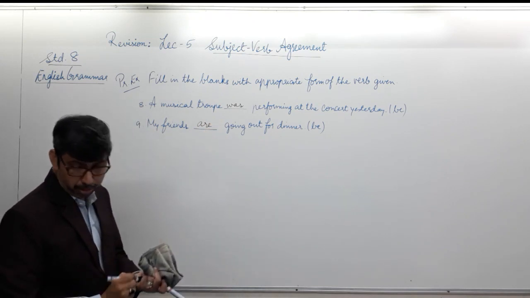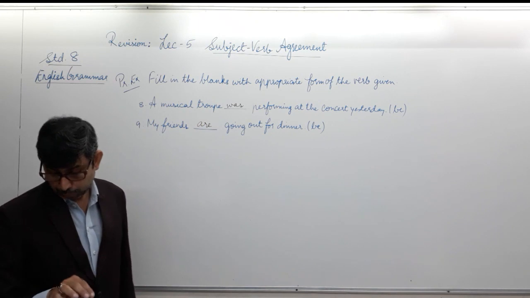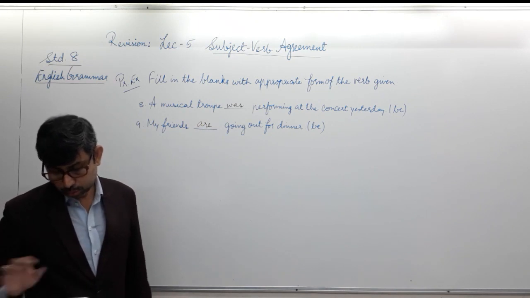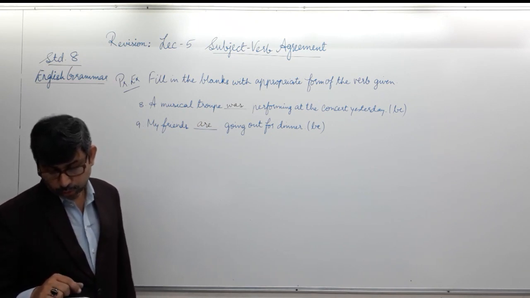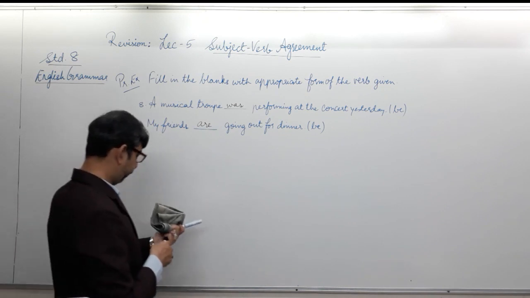So this was a very simple one out of all the sentences we did so far. Let's move ahead and do the next one. A list of grocery items dash ready.